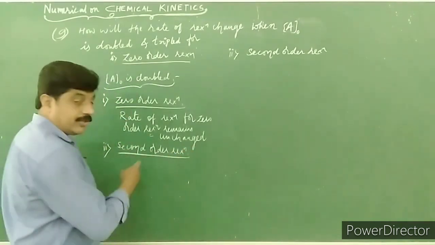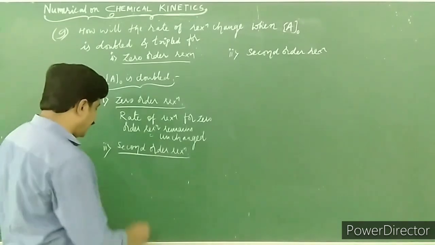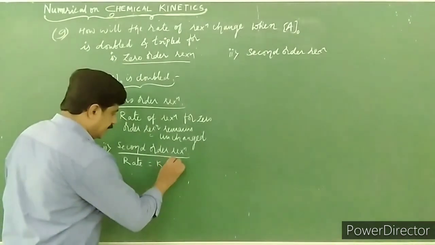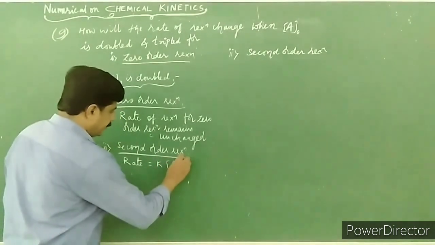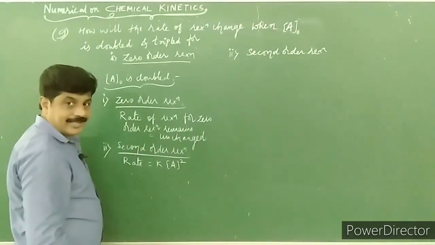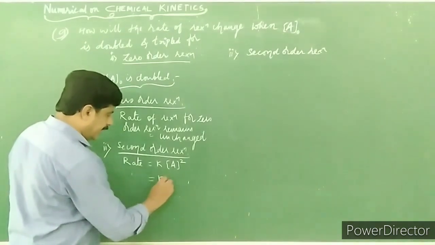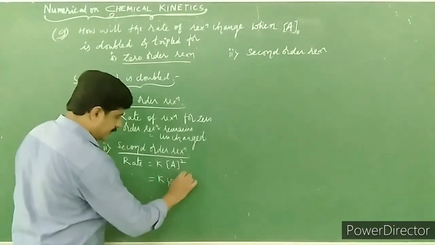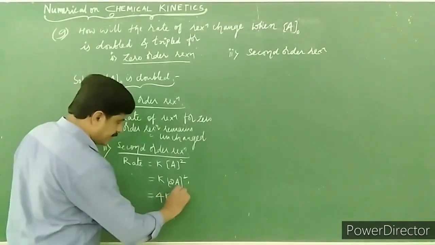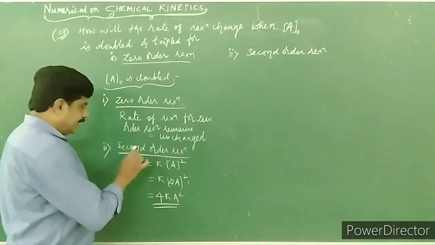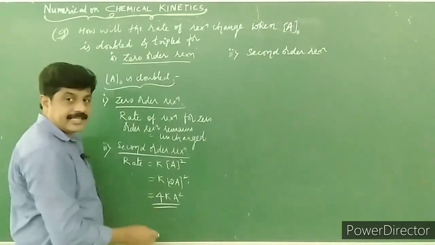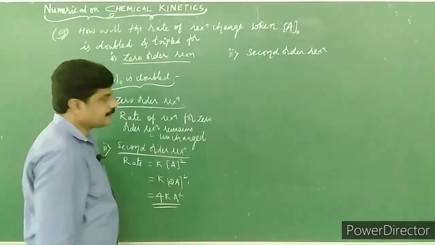Look at here. If I want to write the rate law expression for a second order reaction, I can write rate is equal to K into A to the power 2, because it is a second order reaction. Now what do they say here? A0 is doubled. Now look at it, children. What I do? K into 2A whole square, is it not? Now you are going to get 4KA square. That means for a second order reaction, when the concentration of A0 is doubled, the rate increases by 4 times.